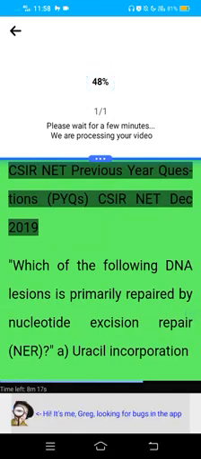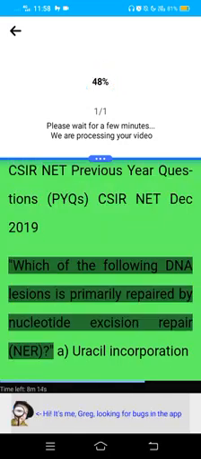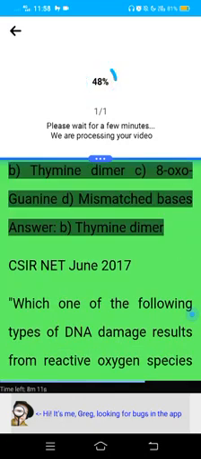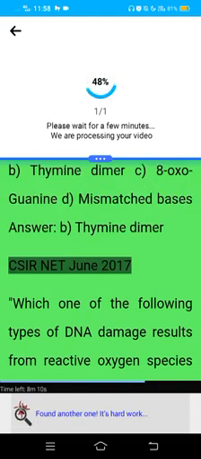CSIR NET previous year questions, PYQs. CSIR NET December 2019. Which of the following DNA lesions is primarily repaired by nucleotide excision repair, NER? A. Uracil incorporation. B. Thymine dimer. C. 8-oxo-guanine. D. Mismatched bases. Answer, B. Thymine dimer.